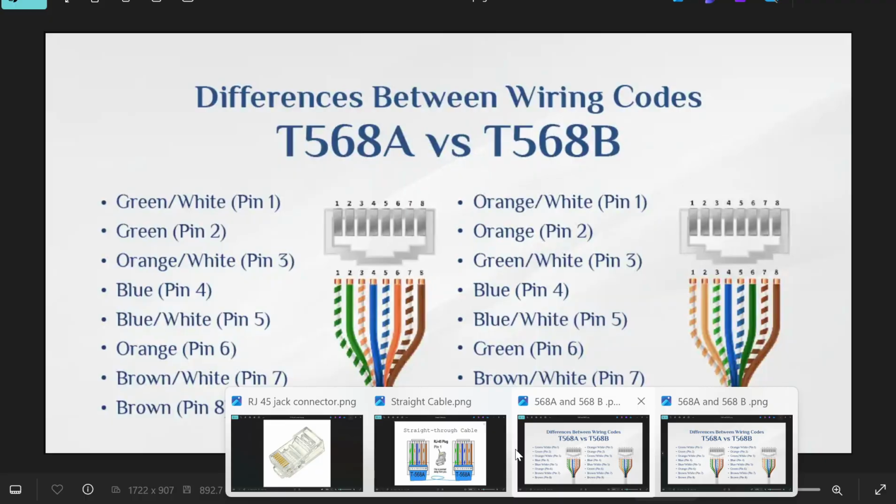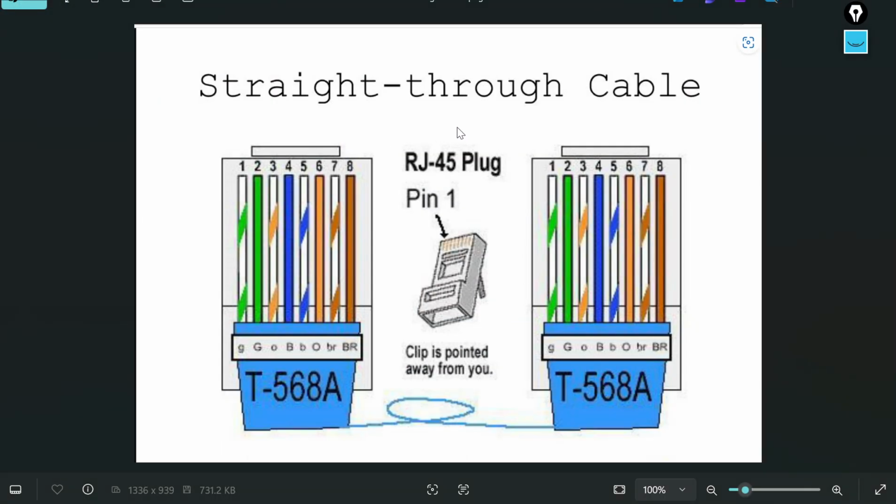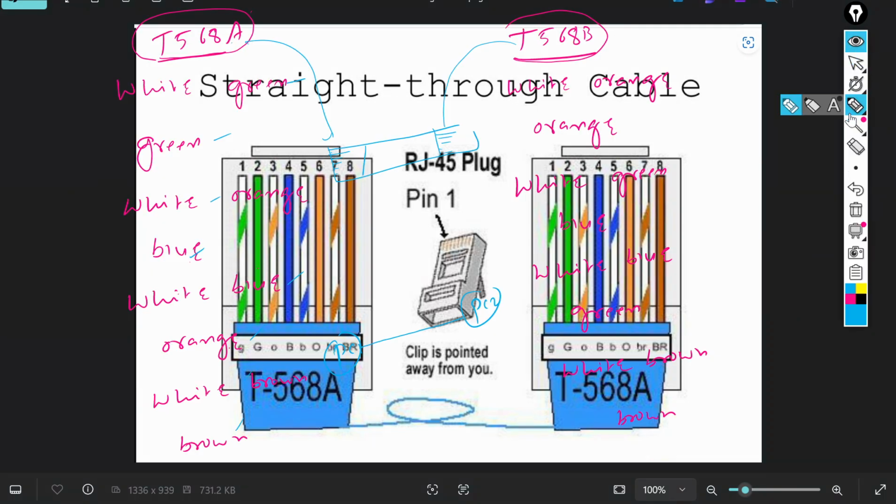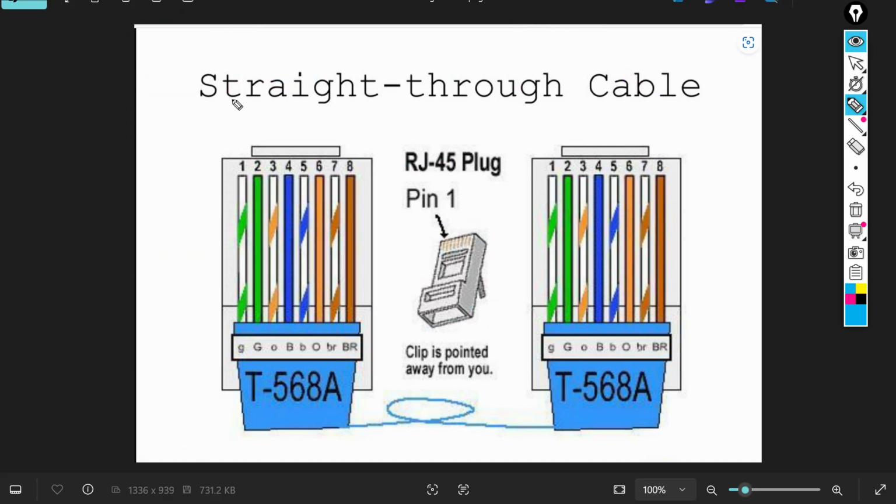Okay, now for example this one. This is the straight cable. See here, inside, this is the jack. Remember this. This is called the RJ45 jack. Here we have 8 pins. See here, these 8 pins: pin 1, pin 2, pin 3, pin 4, pin 5, pin 6, pin 7, pin 8. There are 8 pins. So this is the straight cable.